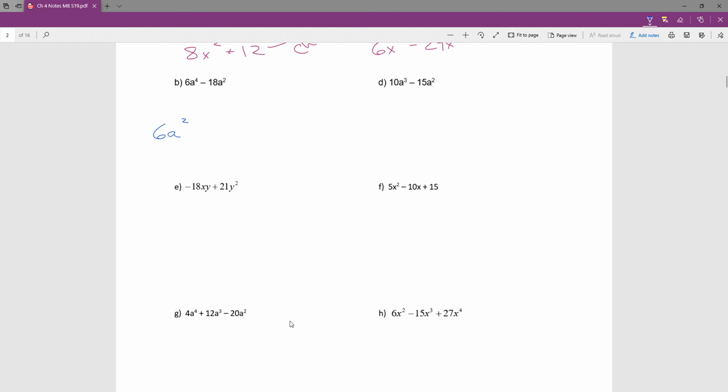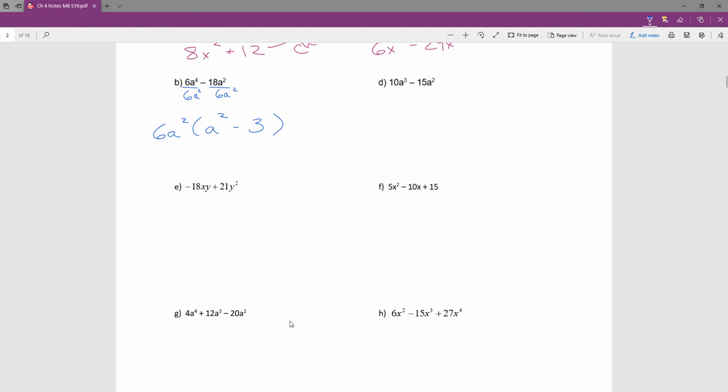I've identified my greatest common factor. I'm going to put down some brackets. I'm going to fill those brackets up with what's left over when I divide my greatest common factor out of each of my terms. I like showing my work like this because it gives me a chance to catch little exponent errors or what have you. So 6 divided by 6 would be 1, or I'm just going to leave it invisible. And a to the 4th divided by a squared would leave me with an a squared. That's 4 minus 2 is 2. The second term, the negative 18a squared divided by 6a squared would leave me with a negative 3.